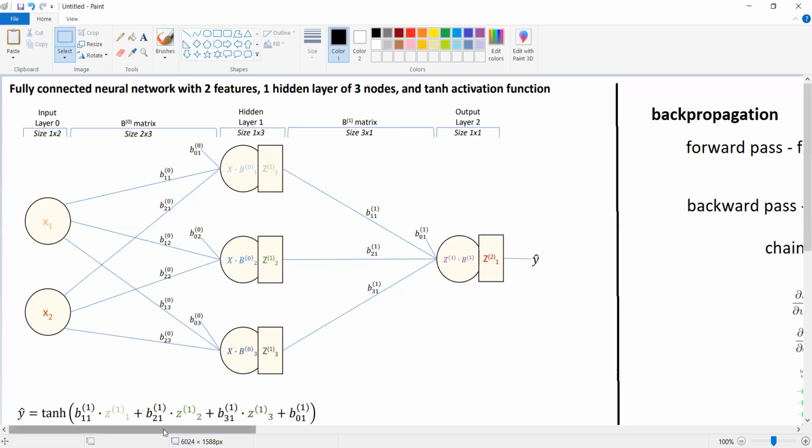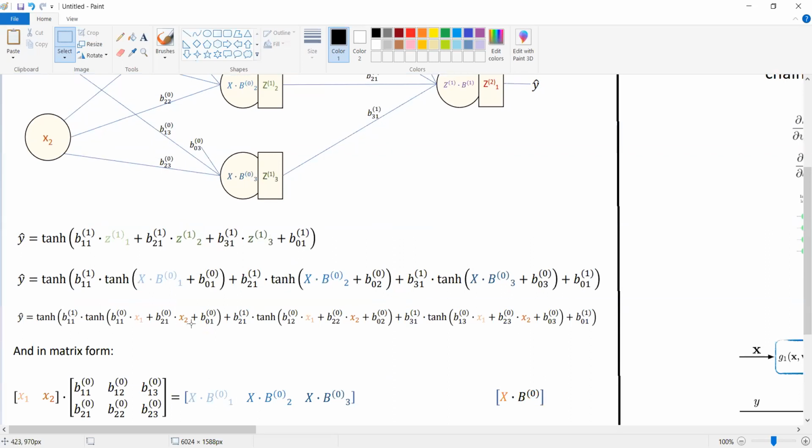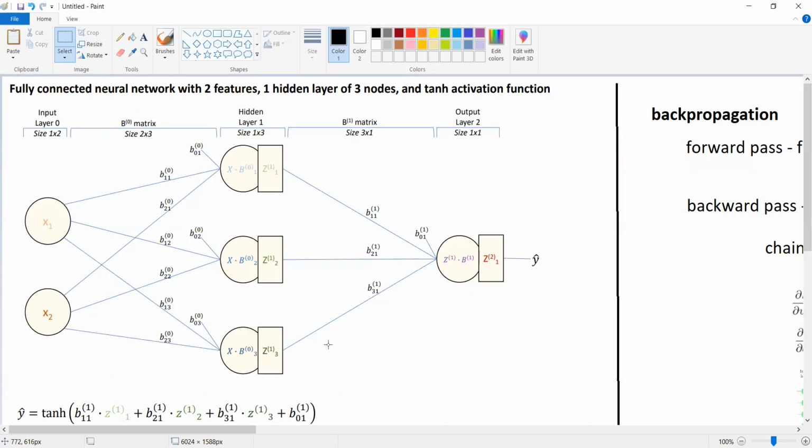Because our functions are nested, and because the way derivatives work is that the derivative of a function within a function is the multiplication of the derivatives, right? So we can just keep multiplying the derivatives backwards and get our slope. Okay, is that more clear?